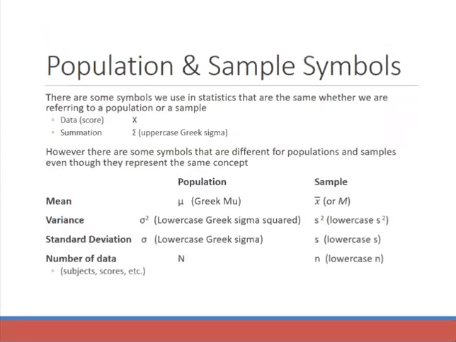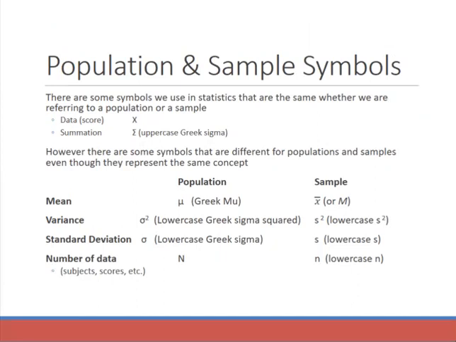Before we get there, though, there's a couple of important notes about notation. Here we really start to see differences in calculation between calculating for a sample versus a population. We're going to start with the population because it's simpler, but we have to make some modifications for a sample.